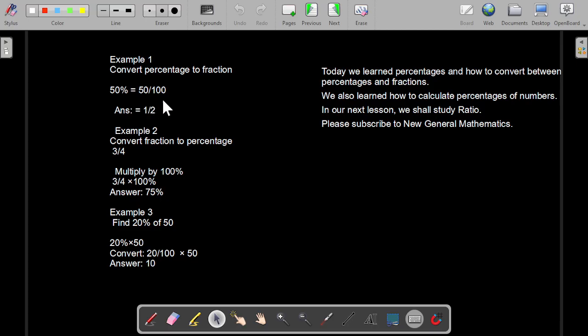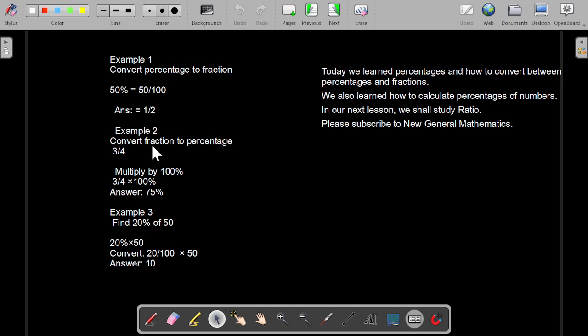So when you have 50%, it means half of 100. This is half. 50% means half, out of 100. So you divide this: 50 into 50 will give you 1, then 50 into 100 will give you 2, which is now 1 upon 2, right? It is very important you understand that.